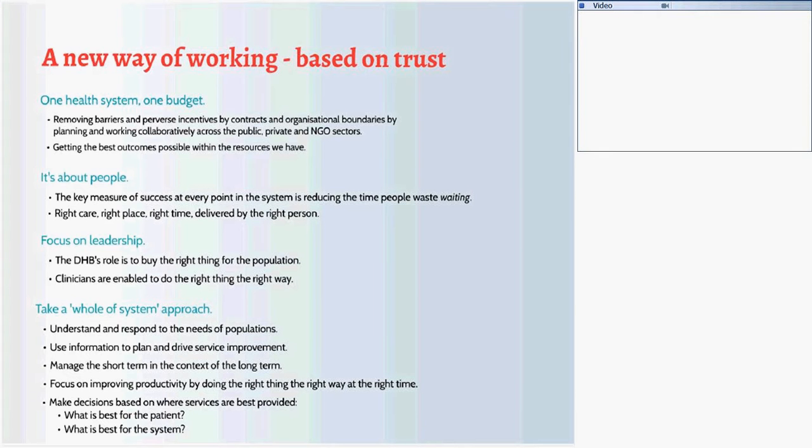Again, the focus on leadership, the District Health Board's role to buy the right thing for its population, and the focus on enabling clinicians, regardless of where they are in the system, to do the right thing in the right way. And the final part of that was taking a whole system approach. Core to that was using information to plan and deliver service improvements. And every decision we now make in Canterbury is based on what is best for the patient and what is best for the system.